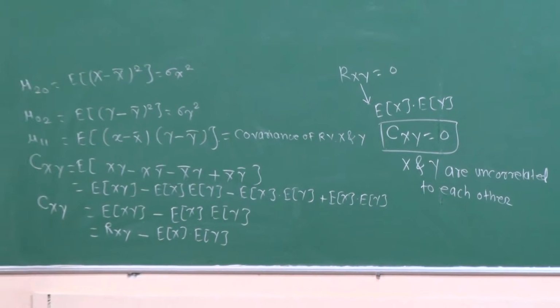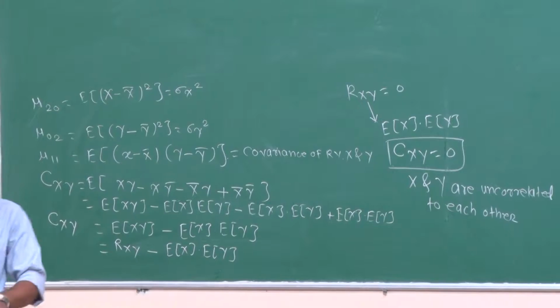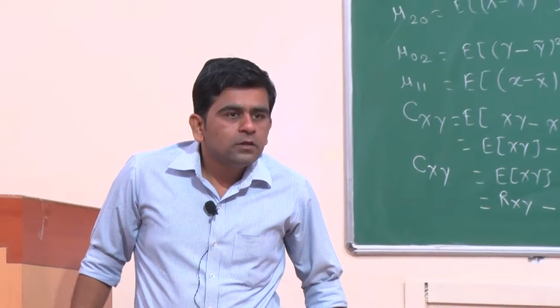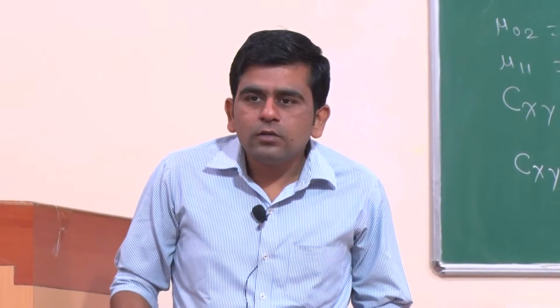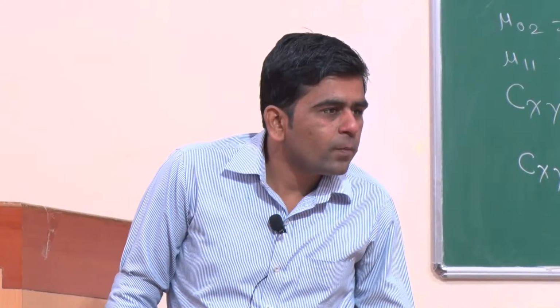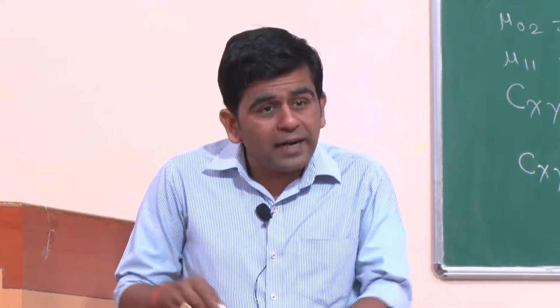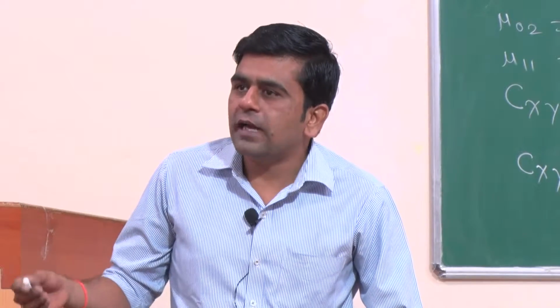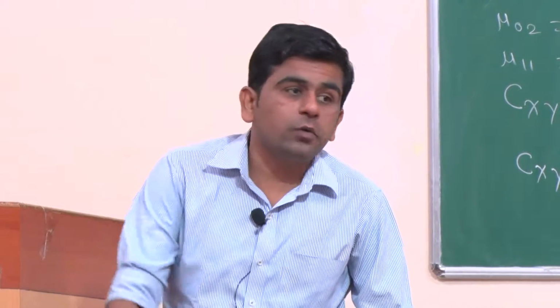The reverse statement, when two random variables are uncorrelated to each other, is not always true, that is, these two random variables need not be statistically independent. But when two random variables are statistically independent, it is always true that the two random variables are uncorrelated to each other.